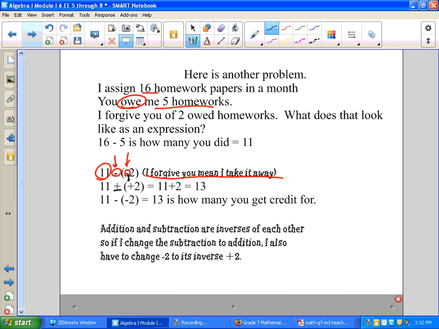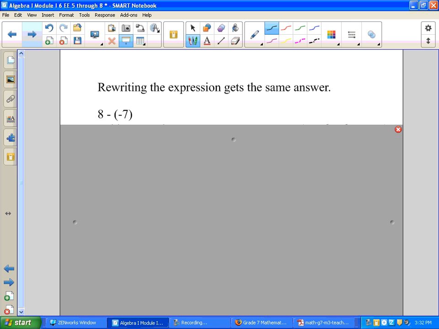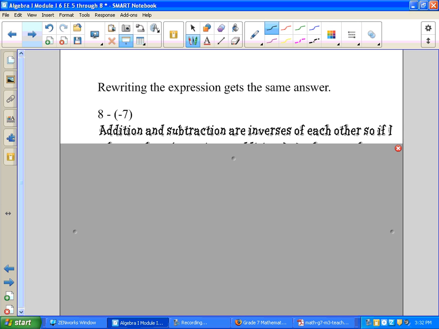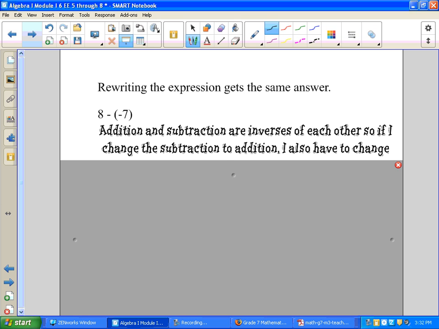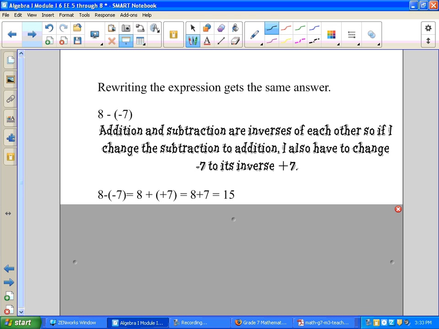Remember, addition and subtraction are inverses of each other. So if I change the subtraction to addition, I also have to change the next term, the negative 2, to a positive 2. It's inverse. Rewriting expressions gives you exactly the same answer as we just saw. 8 minus negative 7. Addition and subtraction are inverses of each other. So if I change the subtraction to addition, I also have to change the negative 7 to its inverse, positive 7. So here's the question. I changed it. I also have to change that. So I have 8 plus 7, which is 15.